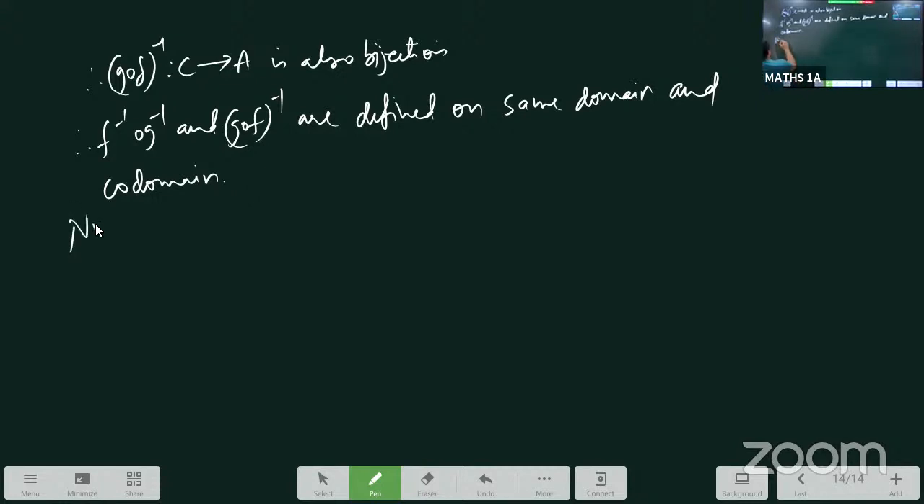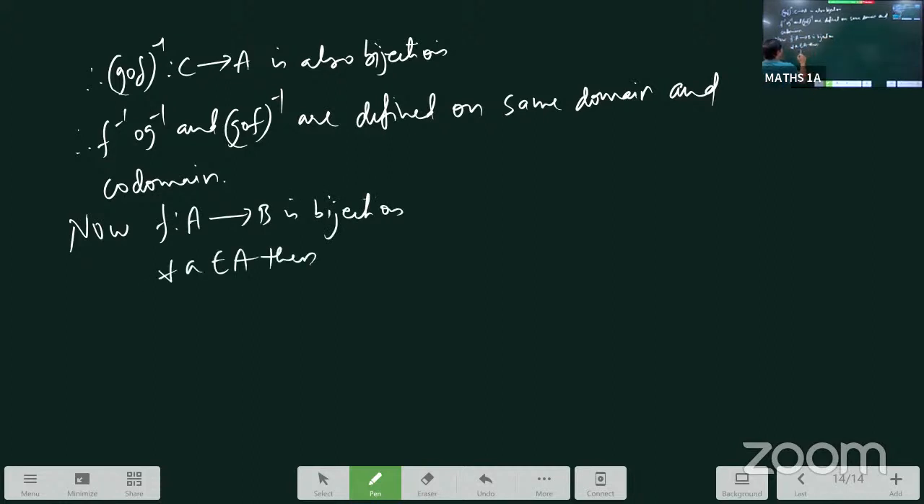Now, what he has given: F is mapping from A to B and is a bijection. Bijection means for every a belongs to A, its image F of a equals b, and a equals F inverse of b. Why? Because it's a bijection, the inverse exists. Inverse exists means you bring F to this side and it becomes F inverse.